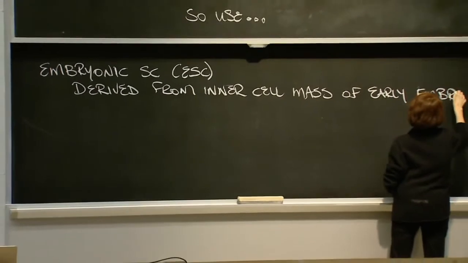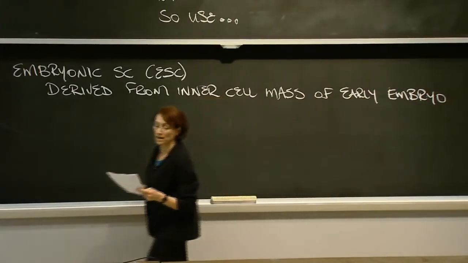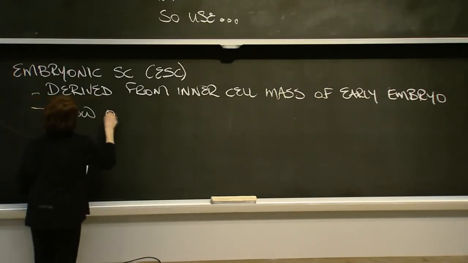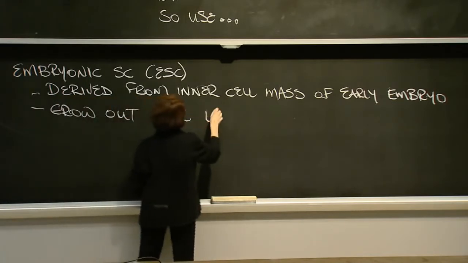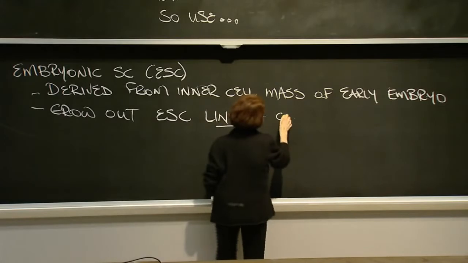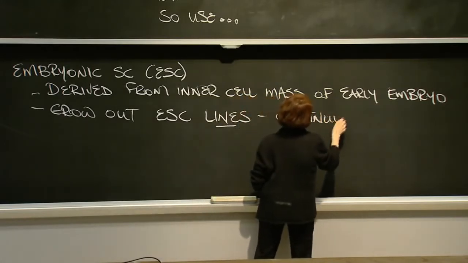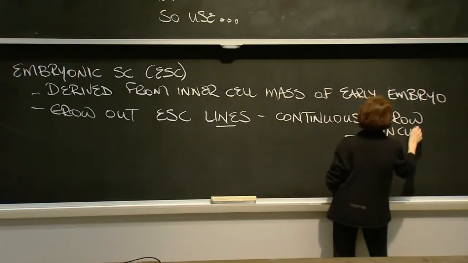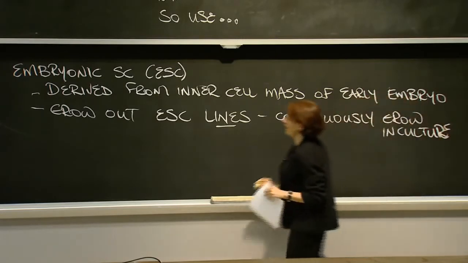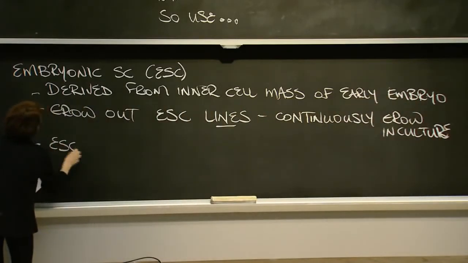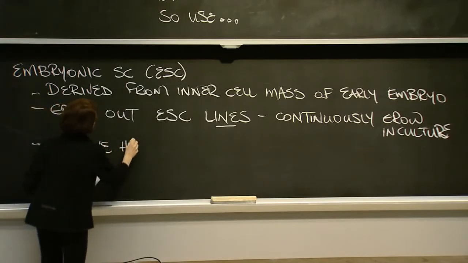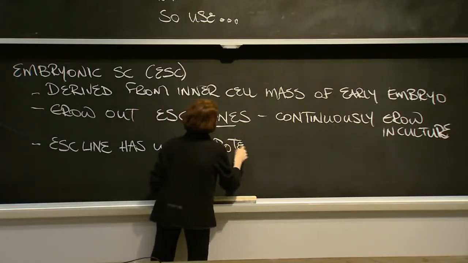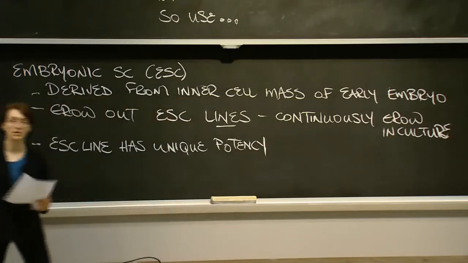Human, in the case of human. And you grow out so-called ESC lines, which means that these cells grow continuously in culture. And each embryonic stem cell line has a unique potency and can be used to do different things in terms of theoretical repair.